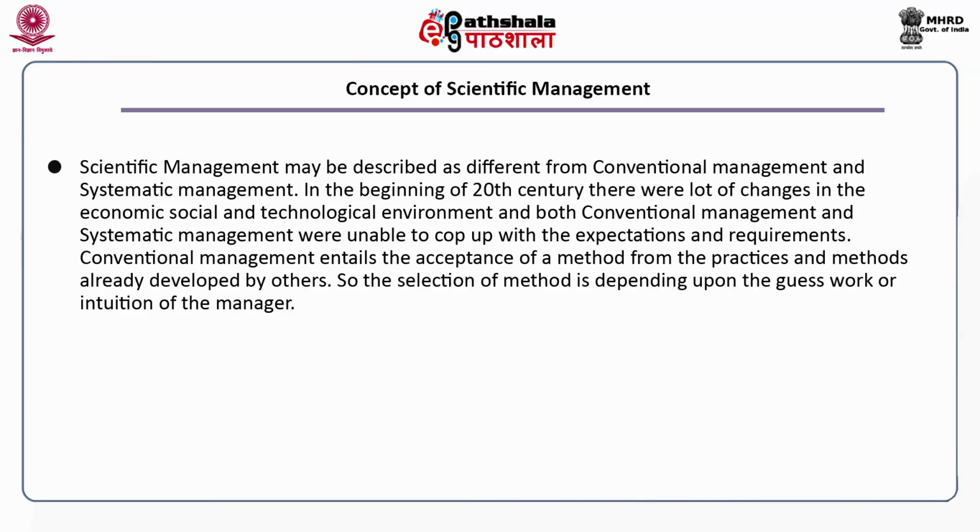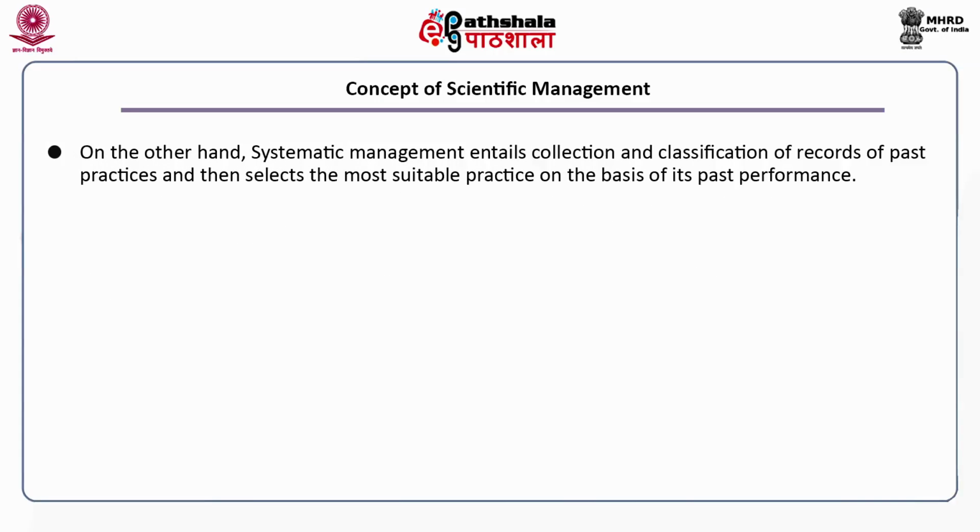Conventional management entails the acceptance of a method from the practices and methods already developed by others. So, the selection of method depends upon the guesswork or intuition of the manager. On the other hand, systematic management entails collection and classification of records of past practices and then selects the most suitable practice on the basis of its past performance.